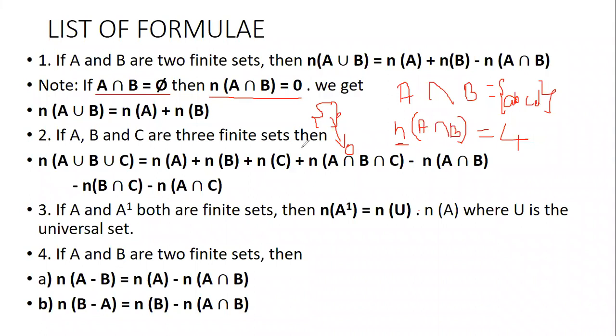Now in this scenario, how do I rewrite this formula? In the place of n of A intersection B, I will write 0, which means there is no value for this. So my final formula for n of A union B is nothing but n of A plus n of B. Did you all understand a little? Yeah, I will say it once again.